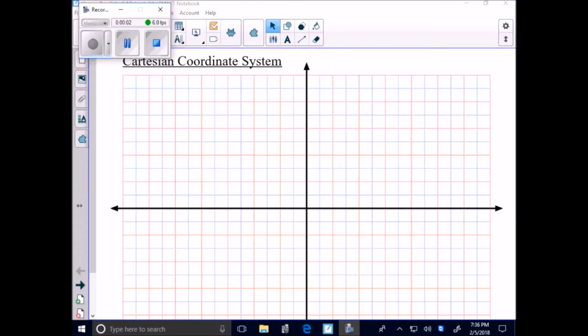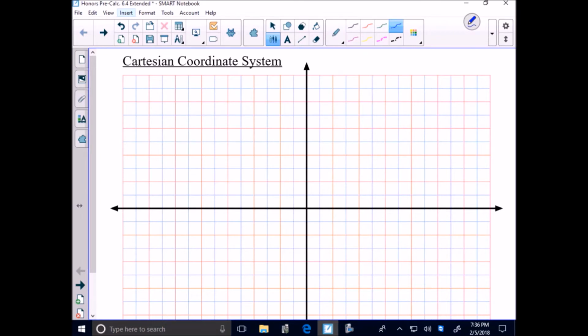Alright guys, so in this video we are going to introduce the polar plane, or the polar coordinate system. And we're going to say that the polar coordinate system is an alternate way for us to define a point's position on the plane. Now the way that we're most used to defining a point's position is with the Cartesian coordinate system, or the xy axis.